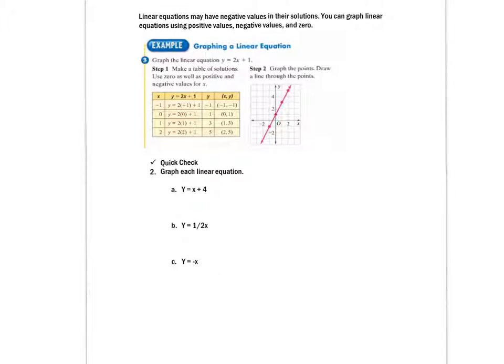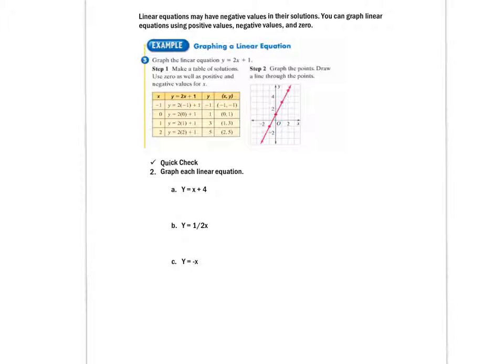Linear equations may have negative values in their solutions too. That's what gets us into quadrants 2 and 3 right here, if we have negative values for our x or our y. You can graph linear equations using positive values, negative values, and 0. Here is a great example. They're using -1, 0, 1, and 2 for their x values. That's going to give us a good idea of what that line is going to look like across 4 quadrants.